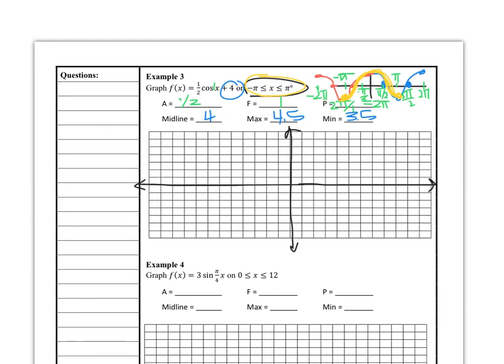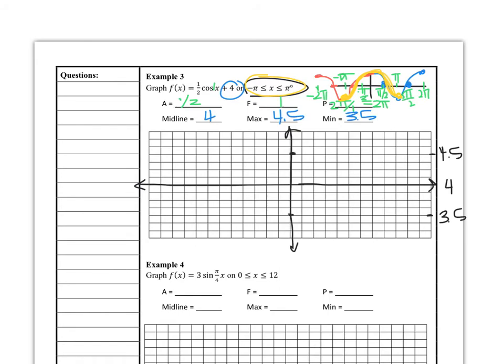Our midline was at 4, and because it only goes up 1/2, I'm not just going to use one box, I'm going to use 4 boxes for every half. So this will be 4.5 up top, and then 4 boxes below will be 3.5. Okay, so that's where our max and our min are going to be.